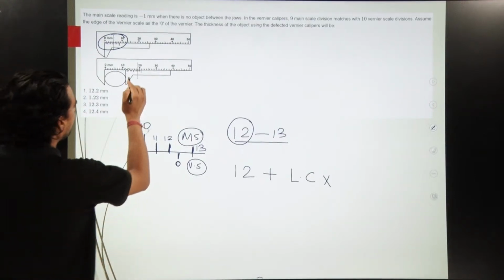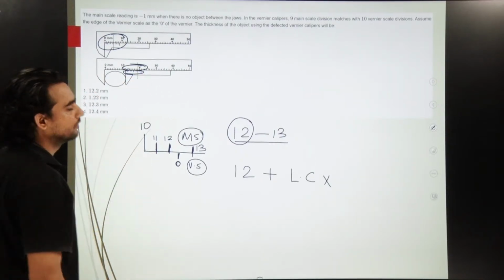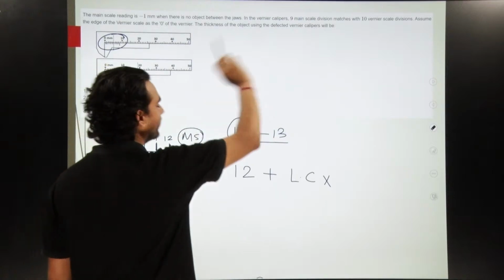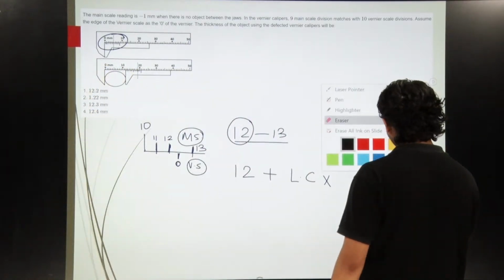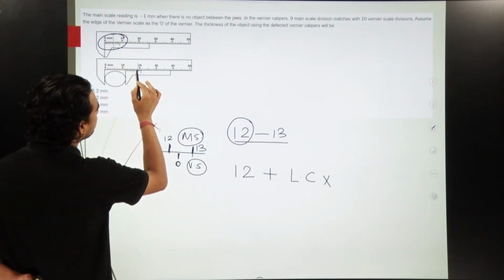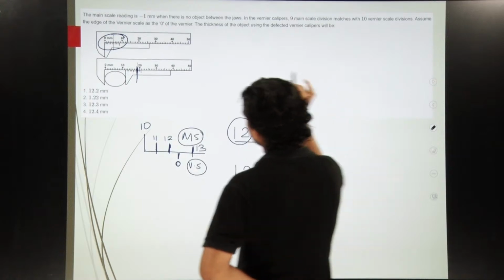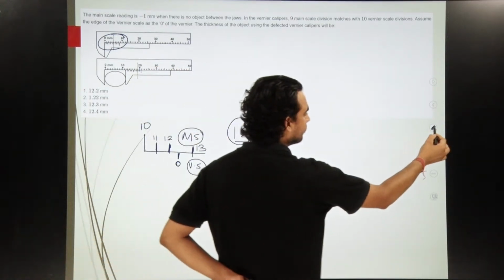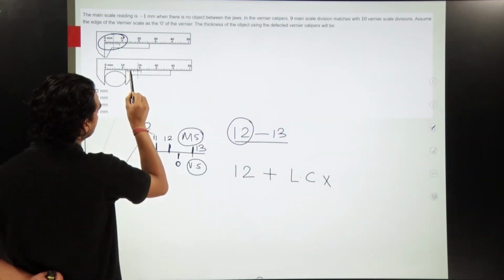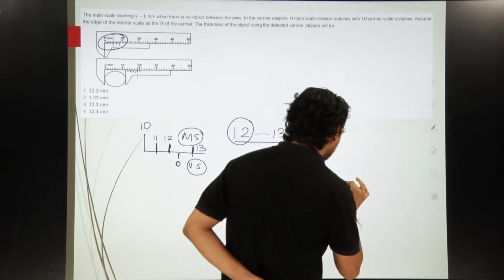I'll see which line from my vernier scale coincides with which line on my main scale. Okay, so basically I'll find the line which is coinciding. Now forget about everything and just tell me which line is coinciding with the line above. Yes, if you see very closely, this line is coinciding with the above line. So just find which line is coinciding. So let's count. This is 1, 2, 3, 4, 5, 6, 7, 8. Yes, the 8th line is coinciding. So just write it here.